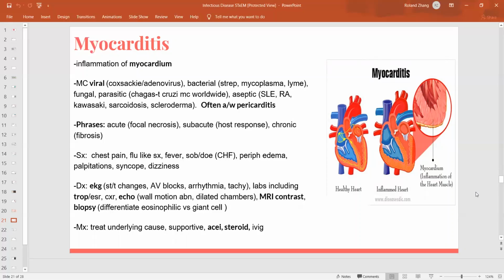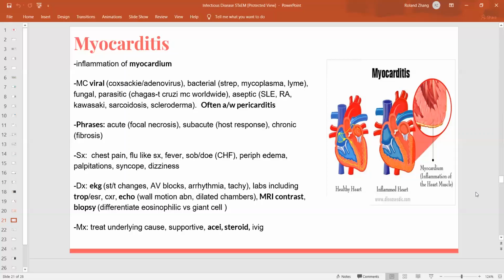dizziness, and palpitation. Of course, you always have to get an EKG and an echo on these patients. EKG will show arrhythmia, heart blocks. Echo will show wall abnormality, dilated cardiomyopathy, and also pericardial effusion. Lab work wise, definitely get a troponin because most often it will be elevated and it can be very high, and just SED rate.